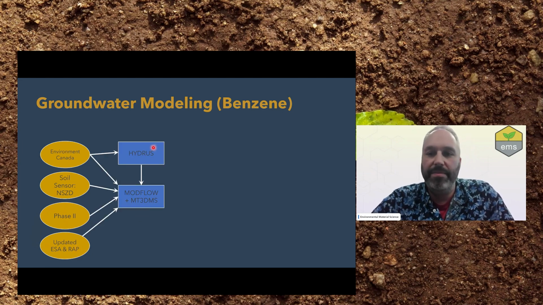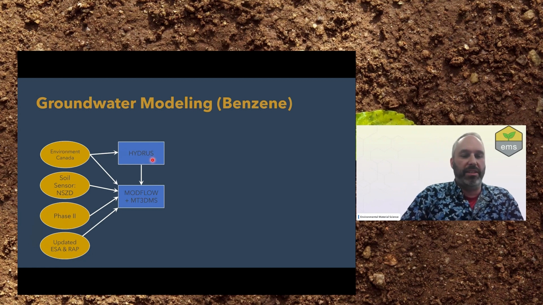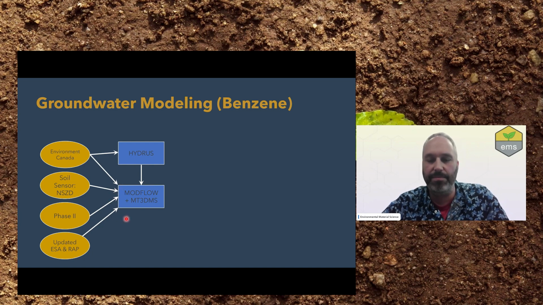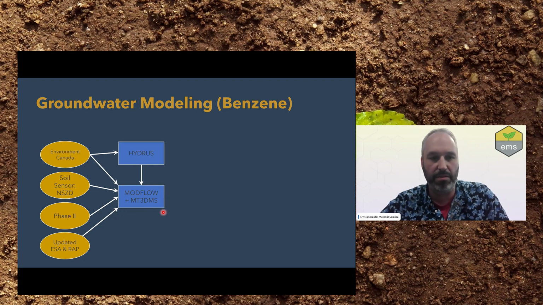So HYDRUS is a publicly available modeling environment for 1D flow of water. This is what you essentially use for groundwater recharge. It's vertical, in the vertical direction. This goes into what's called MODFLOW, the USGS standard for building hydrologic models. And this isn't something that we've made. This is an off-the-shelf model that we've employed in our workflow.